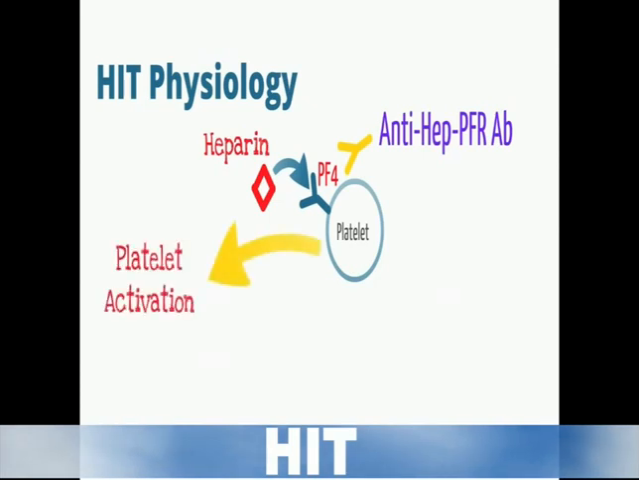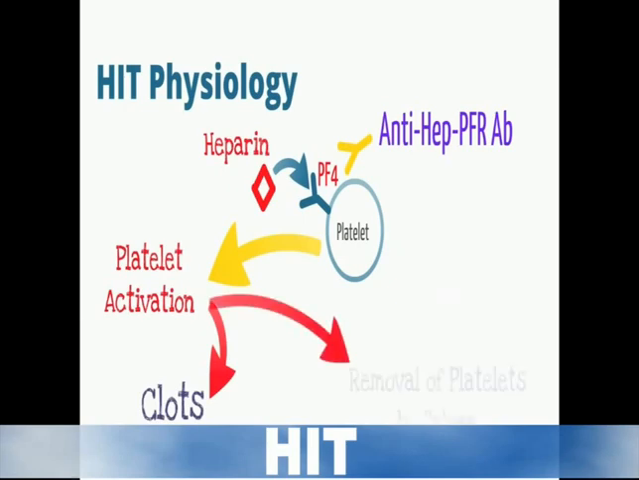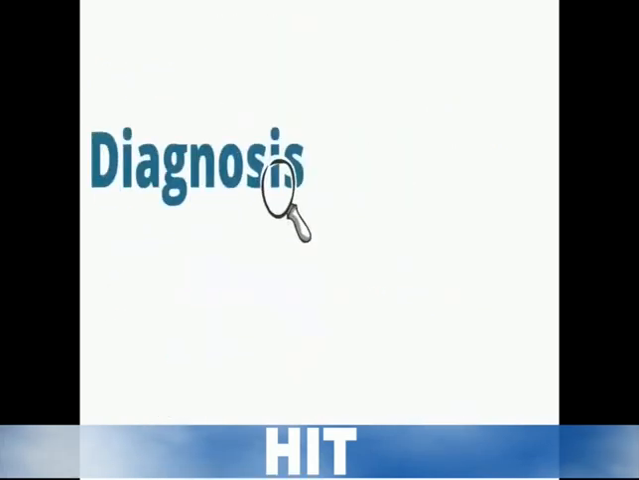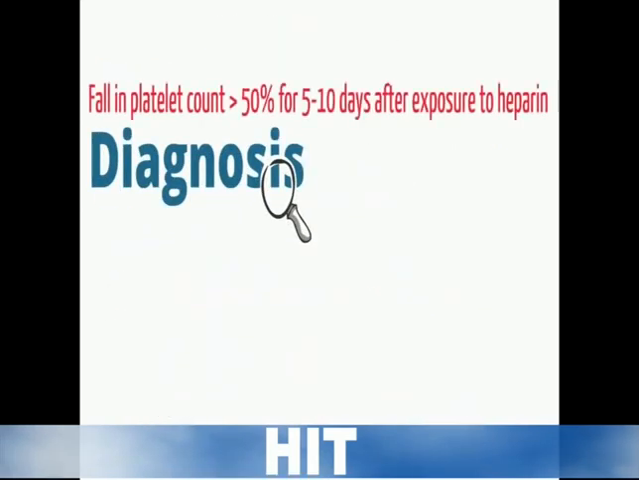The heparin PF4, or platelet factor 4, antibody, when bound to its target, can activate other platelets. So the activation of platelets can lead to thrombi or clot formation, as well as consumption of these platelets by the body. Now that we've gone over the physiology, let's talk about how to diagnose heparin-induced thrombocytopenia type 2.